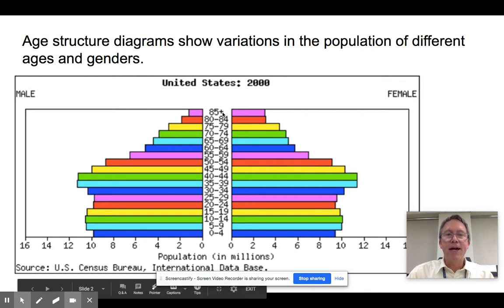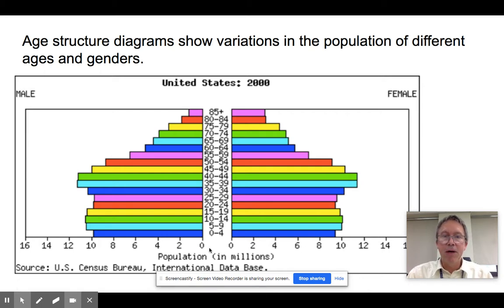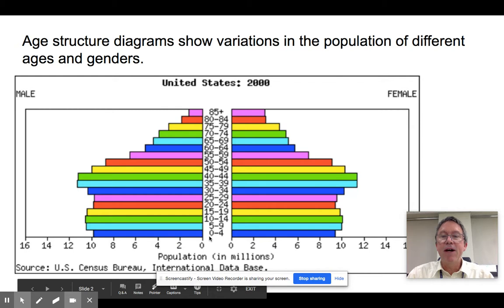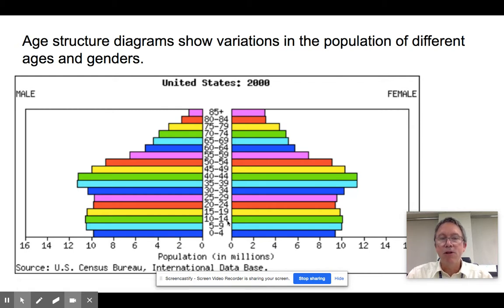We have a vertical axis that is going to show cohorts of the population in 5-year increments: 0 to 4, 5 to 9, 10 to 14, and so on. Where it tops out varies. Some will stop at 75 plus, some will go up to 100. We put the males on one side and the females on the other side in case there's a difference between the two. There often is when we get to the older populations. Women tend to outlive men. In some cases, there are things like the one-child law in China that could make this a little bit different.